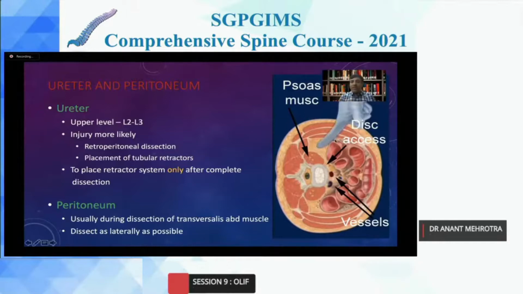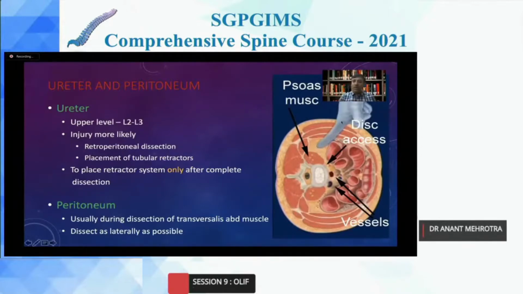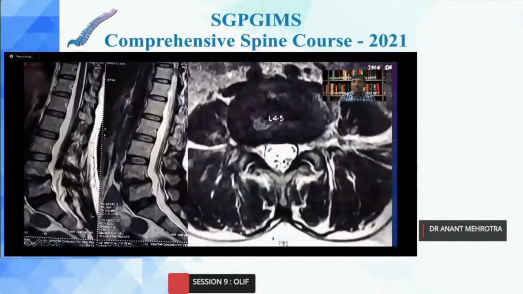Another thing that you encounter is the peritoneum. Usually, peritoneal injury can occur during the dissection of the transverse abdominal muscles from the peritoneum. Even if there is an injury, you can simply suture it with catgut or a Vicryl suture. But try to avoid the injury. What you need to do is dissect as laterally as possible. If you dissect as laterally as possible, then you will land up in the retroperitoneal space, in the retroperitoneal fat, so the chances of injury to the peritoneum shall be significantly reduced.